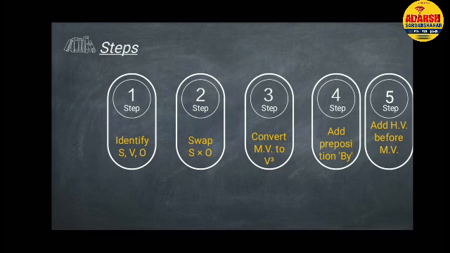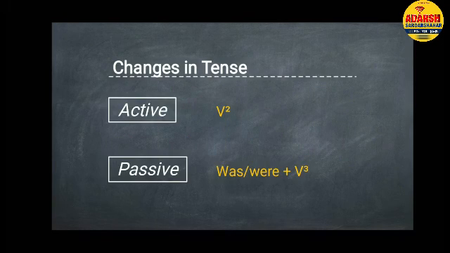Fourth step, add the preposition by. We put by before the subject. And fifth step, add a helping verb before the main verb. For this fifth step we are learning here, and we are going to discuss more about helping verbs. Now let's start past simple tense.